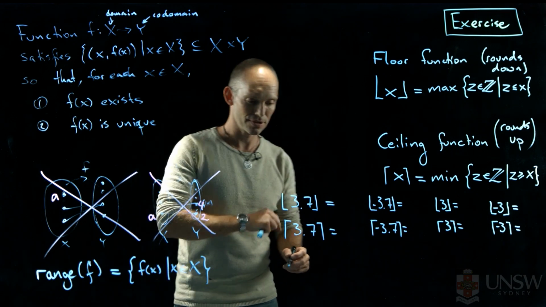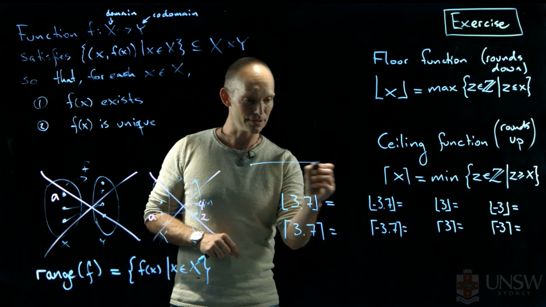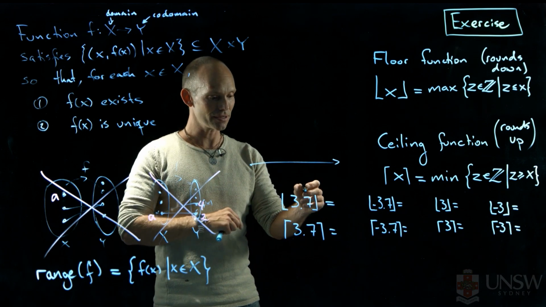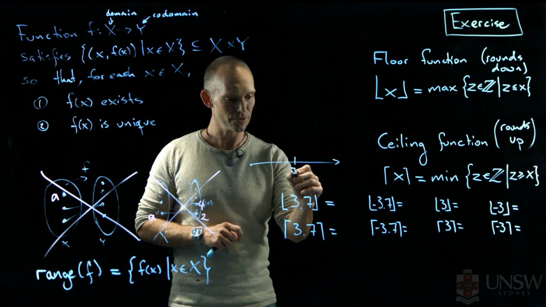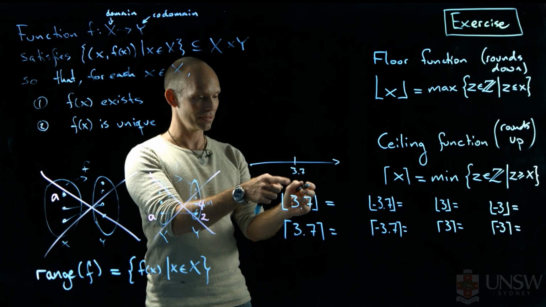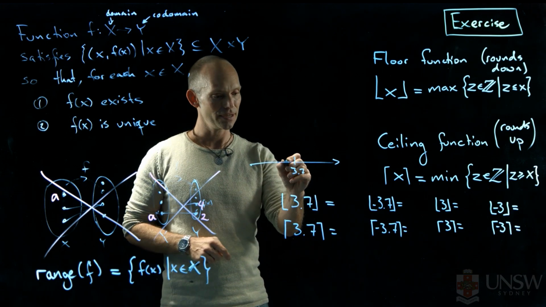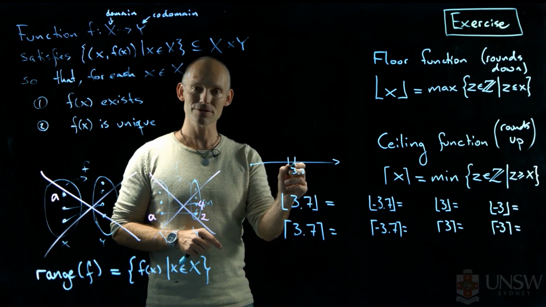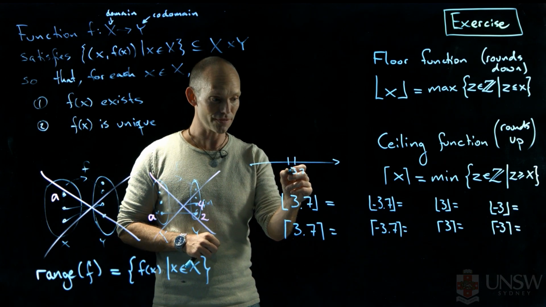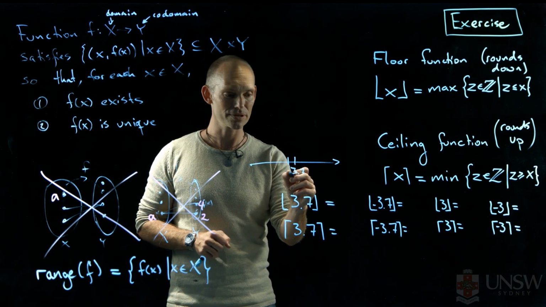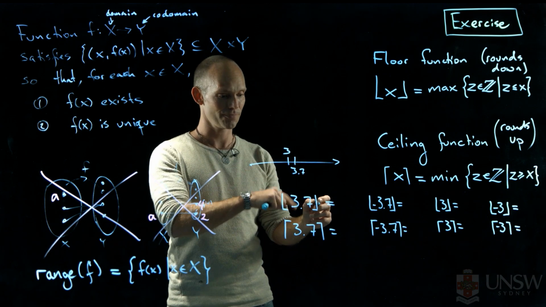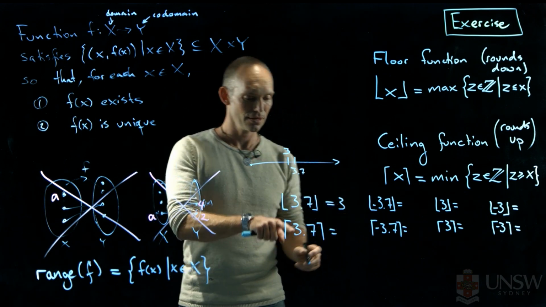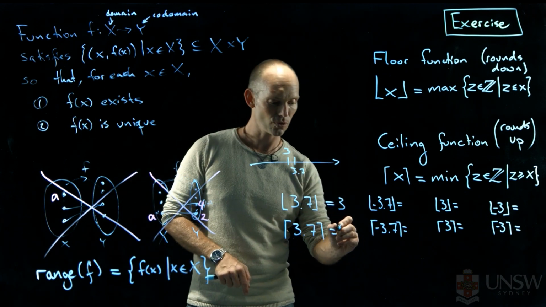So the floor of this, we have to look at the integer line, the real number line here, and we've got 3 there, 3.7 there, and the biggest integer that's smaller than 3.7 is 3. So we round down to 3. If we round that up, we get 4.